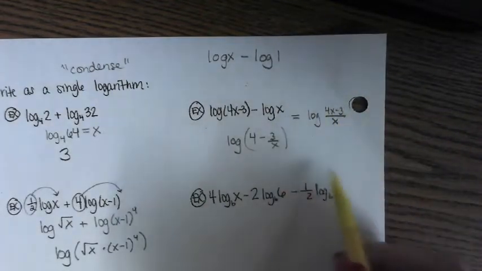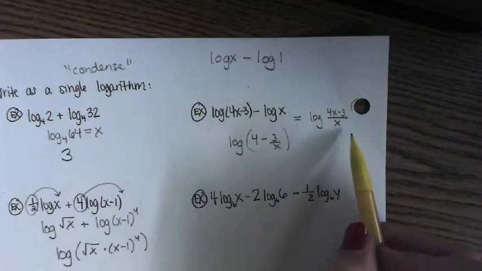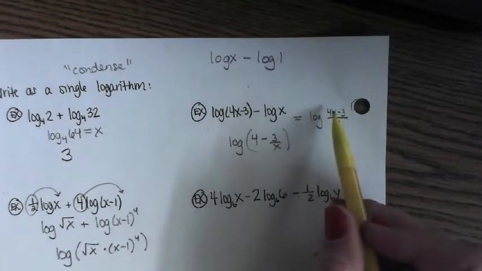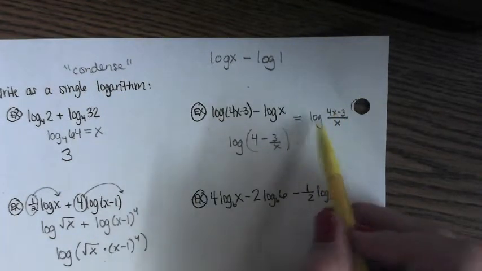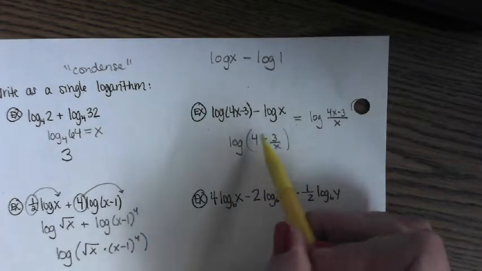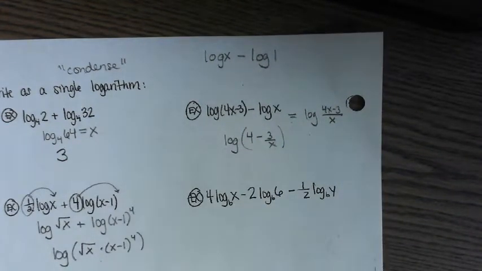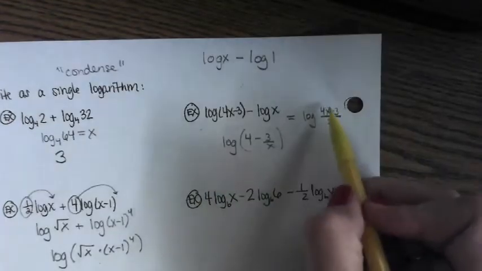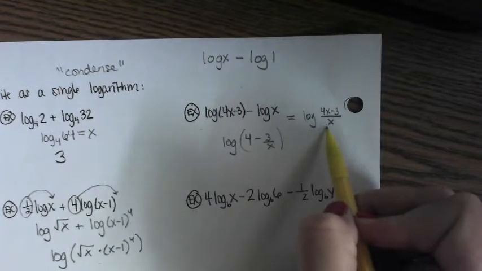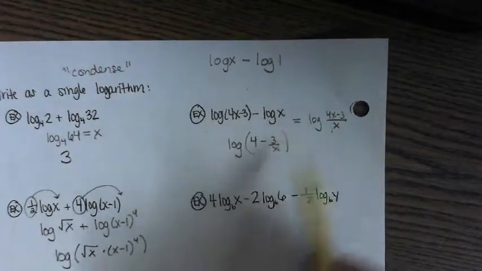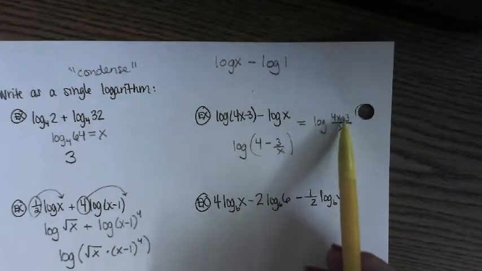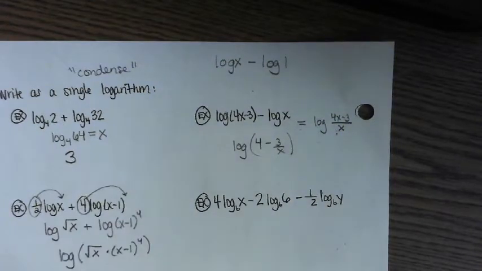I probably honestly would have just left it like that. That's a little bit nicer to the eye, I think, when you're taking the log of a single fraction versus the log of a binomial. I don't think it really matters if it's open response. I'd take either. But if it's multiple choice, I think this is going to be used more often. Okay? But they are the same thing. He just reduced his fraction by dividing each term by x.